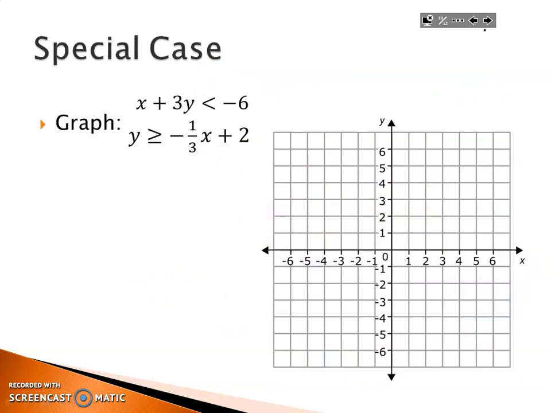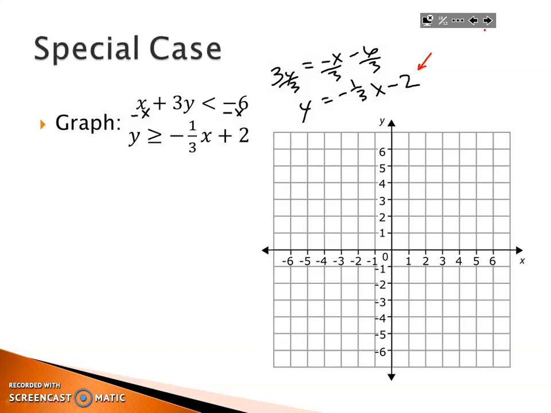One more situation we have here is a special situation. And that special situation is going to involve parallel lines. If I subtract both over, I get 3y equals negative x minus 6. Divide everything by 3 here, I get y equals negative 1/3 x minus 2. So you guys will notice those both have the same slope. Both slopes are negative 1/3.